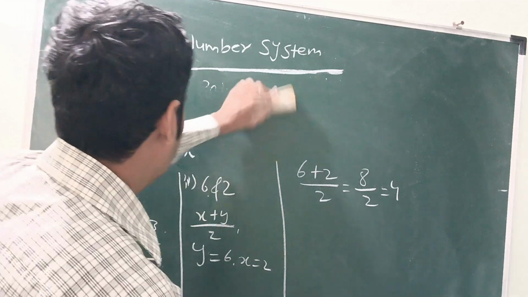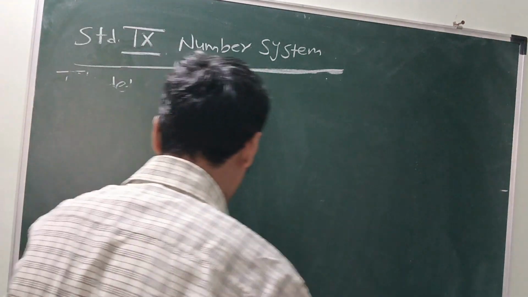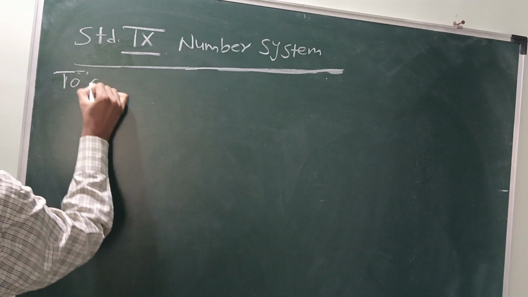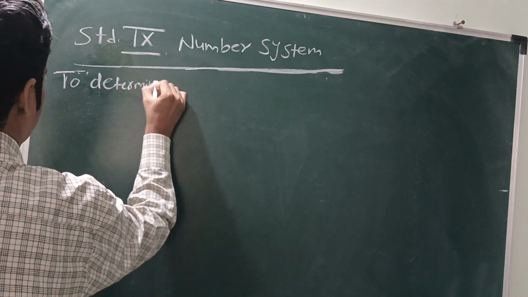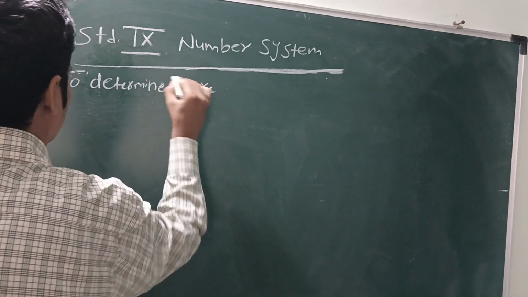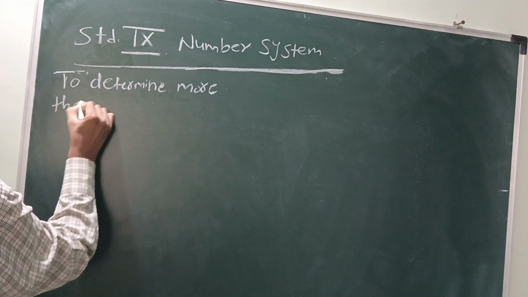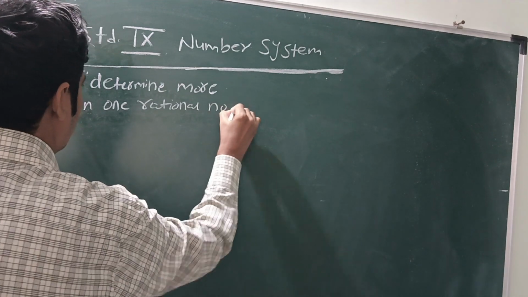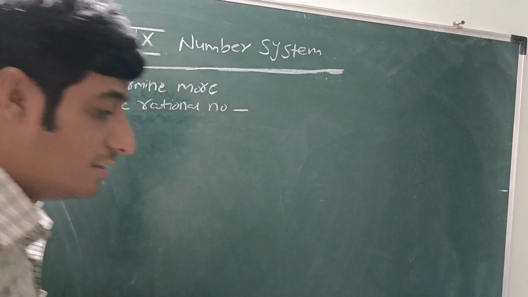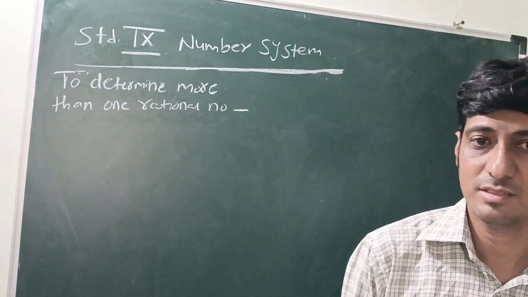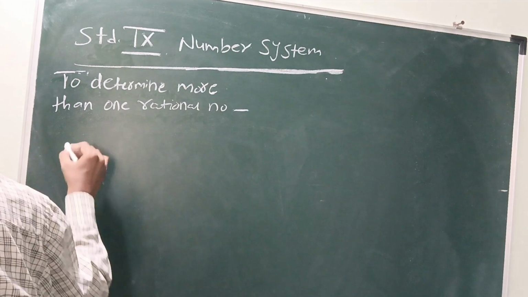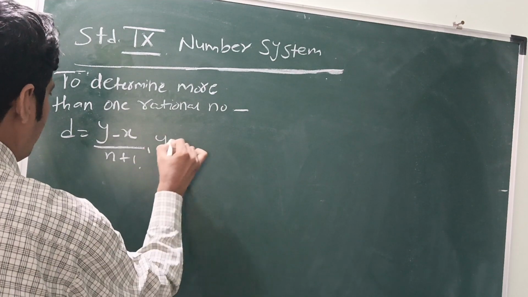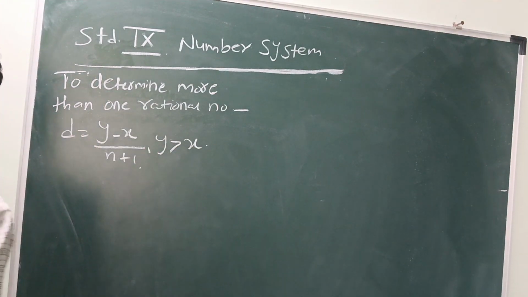To determine more than one rational number, अगर एक से ज्यादा रैशनल नंबर फाइंड करते रहते हैं तो उसके लिए अलग फॉर्मूला है. सो व्हाट इज दैट फॉर्मूला? वी कैन से दैट d equal to (y minus x) upon (n plus 1), where y is greater than x.